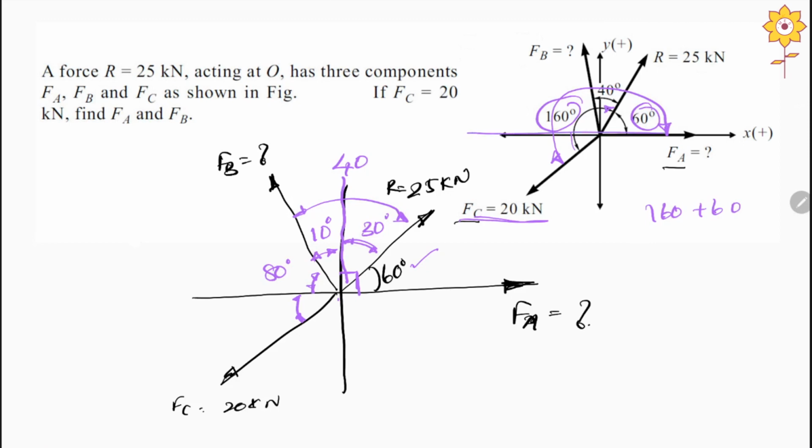And we know that the vertical and horizontal total sum is 180, right? So what we can do is we can add up this 160 plus 60 will be 220. This will be equal to 220. And this minus 180, so the remaining will be 40 degree. So this will be 40 degree. Now we have all the angles. Now we can solve the problem.